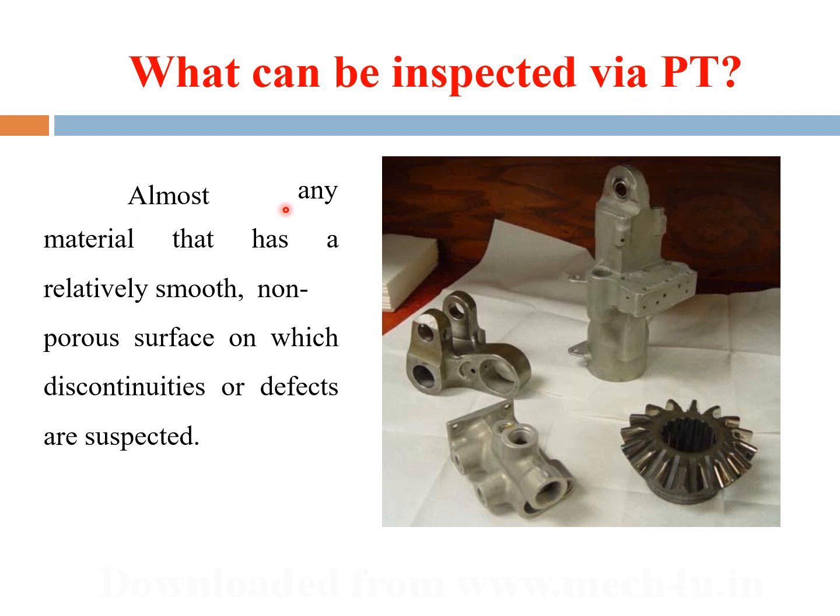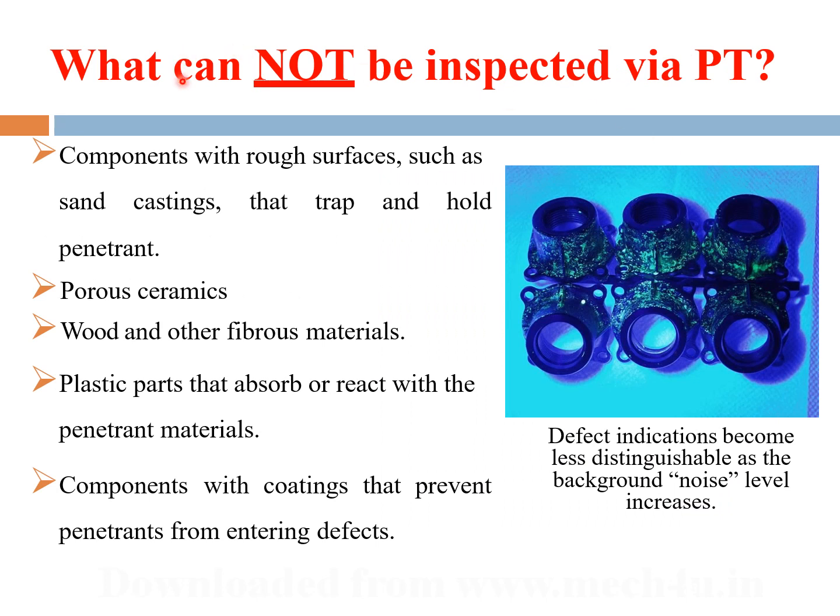The answer is that you can use almost any material that has a relatively smooth, non-porous surface on which discontinuities or defects are present, right? So any material that has a relatively smooth and non-porous surface on which defects or discontinuities are present can be inspected using the penetrant testing method. Now, second one, what cannot be used? What cannot be inspected using the penetrant testing method?